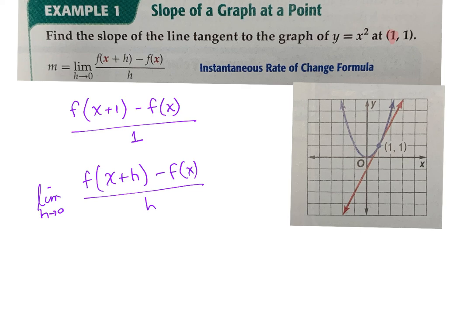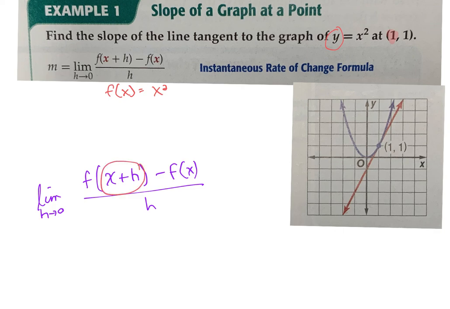Now I'm going to take the f of x that they gave me. Well, f of x is just another way to say y, correct? So f of x equals x squared. Think about when we plug stuff in: I'm going to plug x plus h into that. So f of x plus h is just (x plus h) squared, minus f of x, which is x squared, all over h. Keep in mind, this is a long way to do it. We're going to do the short way.